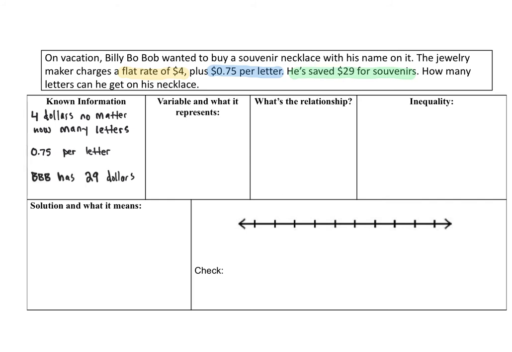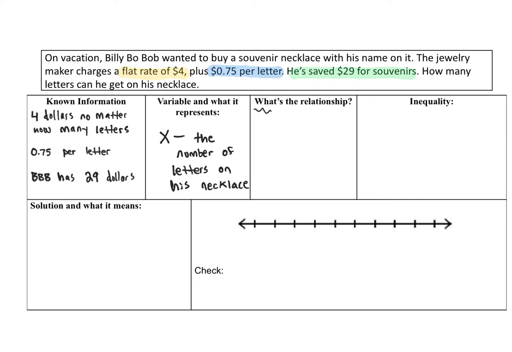So we need to decide what our variable represents, and that variable is going to, again, be the thing that changes, and that will affect the value of this necklace. The thing that changes here is how many letters he puts on his necklace. So I'm going to call it X and say that that is the number of letters on his necklace.